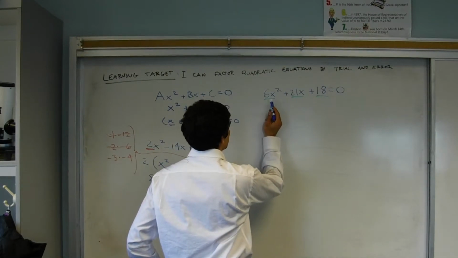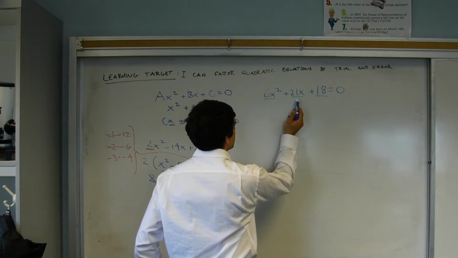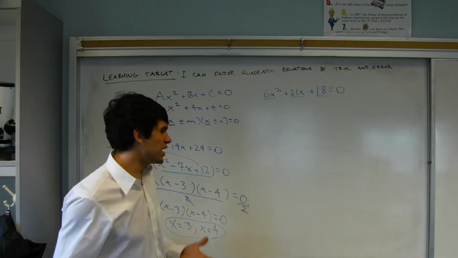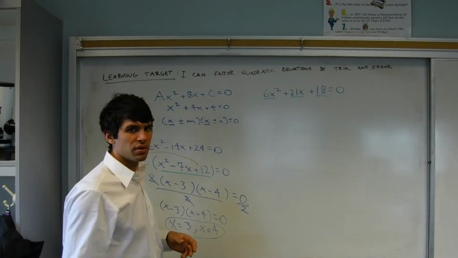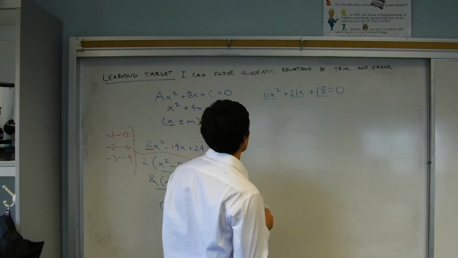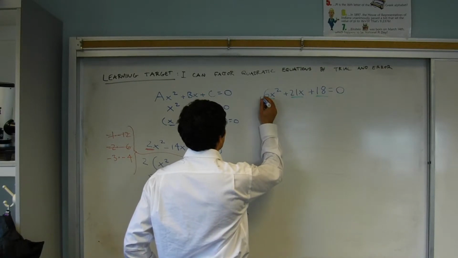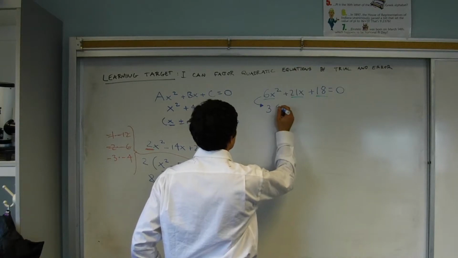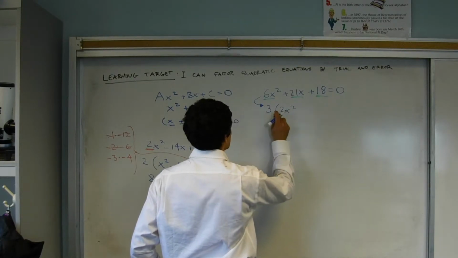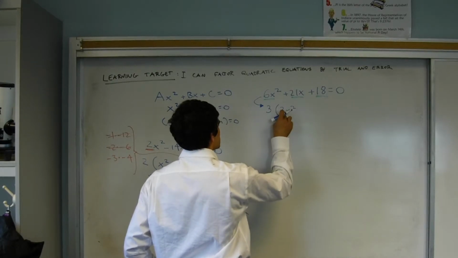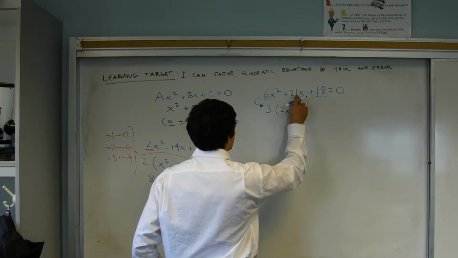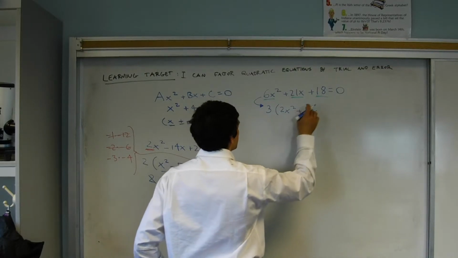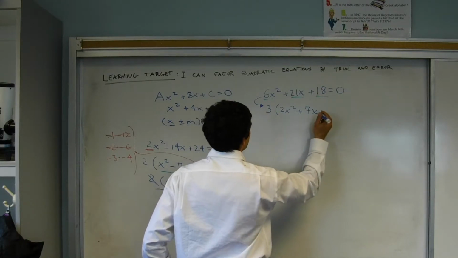Is 6 divisible by 3? Yes. Is 21 divisible by 3? Yes. Is 18 divisible by 3? Yes. So what that means is we can do what we did here. We can pull out a 3 from this. So that will make this equation equal to 3 times 2x squared, since 6 divided by 3 is 2, 21 divided by 3 is 7, and then 18 divided by 3 is equal to 6.